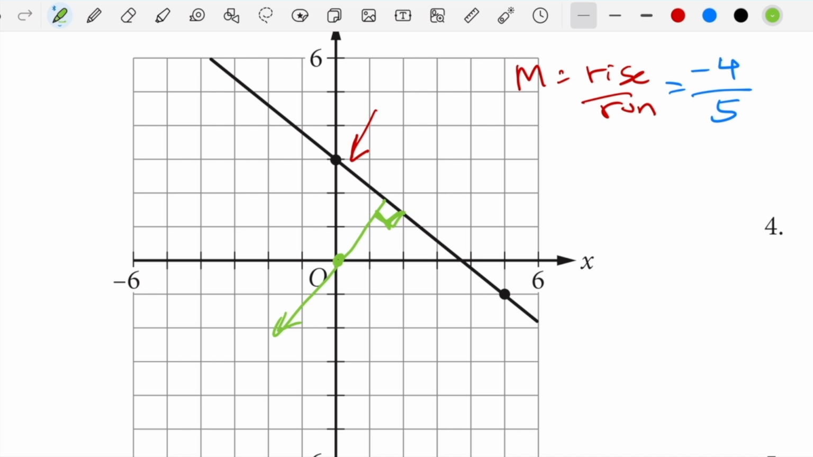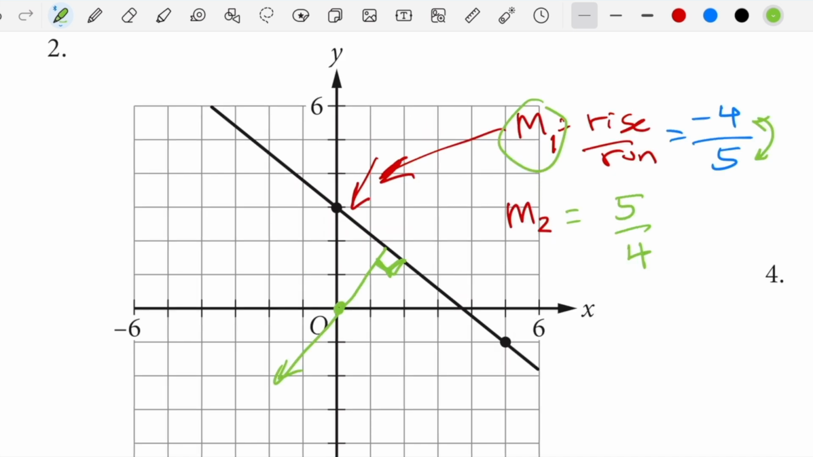Like I said, the slopes have to be negative reciprocals of each other. So if slope 1 is -4 over 5, then slope 2, which is the green one, is going to be flipping this fraction, 5 over -4. And if the first slope is negative, the second one has to be positive. So my slope is 5 over 4. Okay? Once I have the slope, it's just a matter of finding the y-intercept.